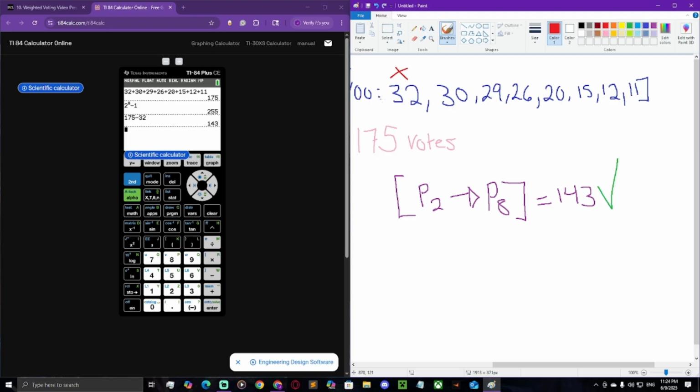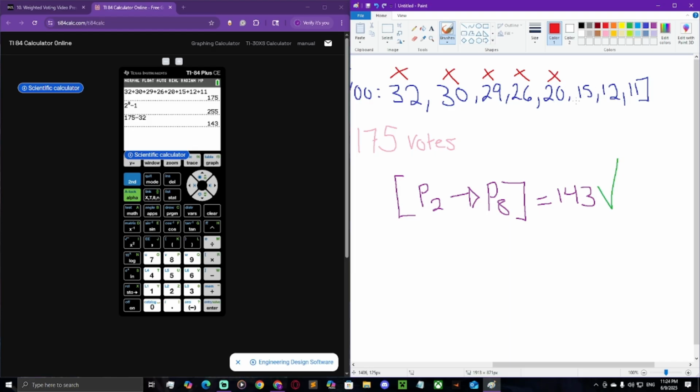That means if we remove 30, that would be 145 total votes, meaning 30 is not a critical player. 29, less so, that'd be 146 total votes, not a critical player. Remove 26, that would be 149, meaning 26 is not a critical player. Remove 20, that would mean there's 155 total votes. 20 is not a critical player, and so on.